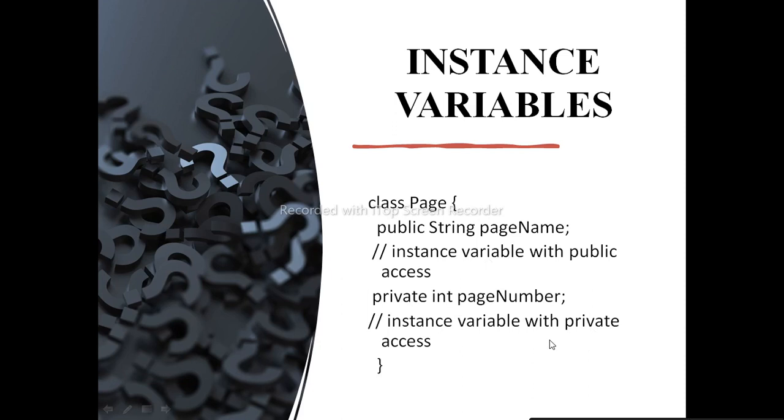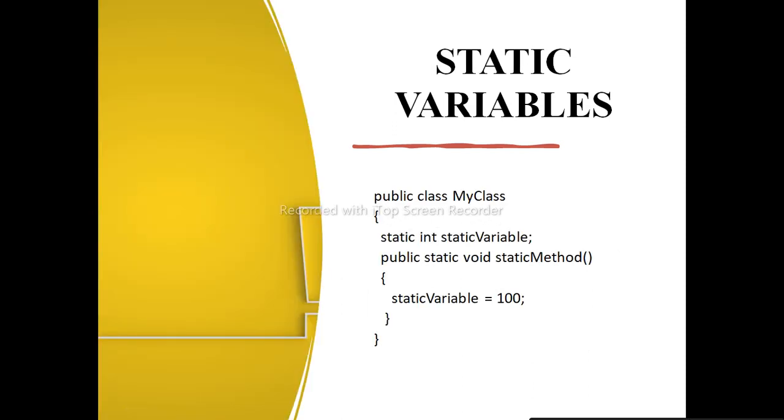Next is static variables. Static variables are class level variables. We have to declare them inside the class, and by giving the class name only we can access them. They have the highest priority. Highest priority means when you start execution, first the static variables will be executed.